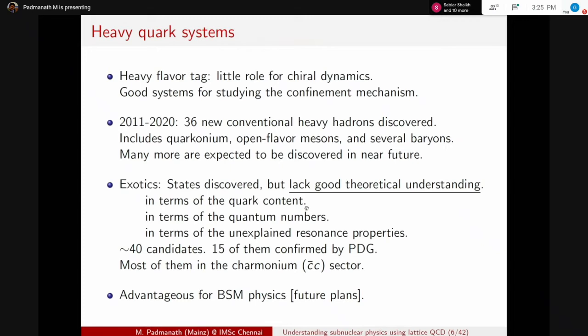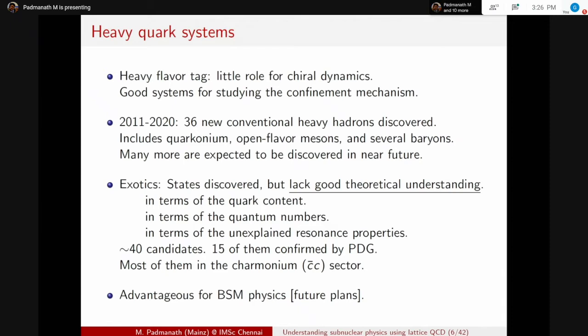I was discussing why these heavy quark systems are important or interesting. With a heavy flavor tag, there is little role for chiral dynamics, as I said. Of course, if you have a system which has only heavy quarks, this is the best. But if you have some light quarks in it plus a heavy quark, then still it is a heavy flavor tag. So you can study the dynamics of the confinement mechanism in much more detail and much more nicely than with systems that have only light quarks.